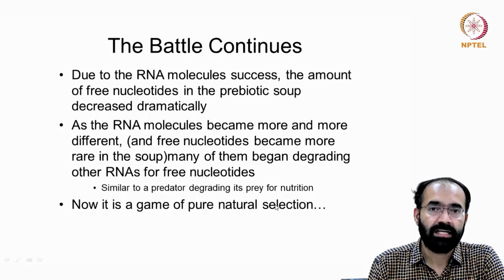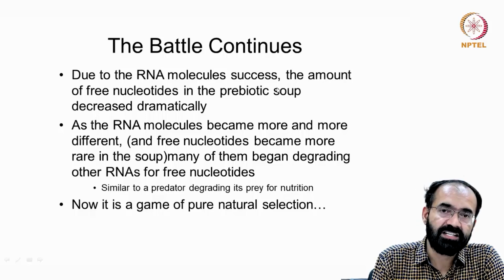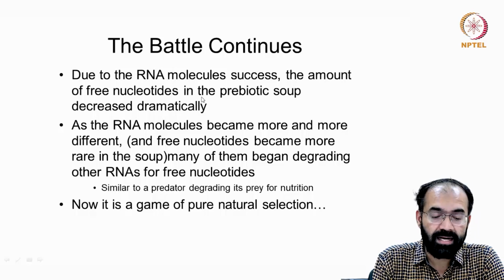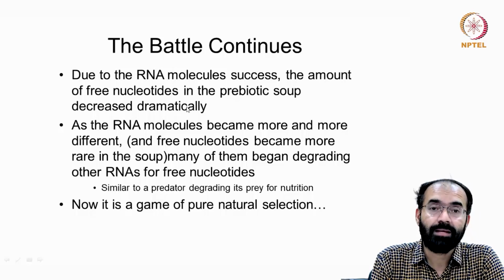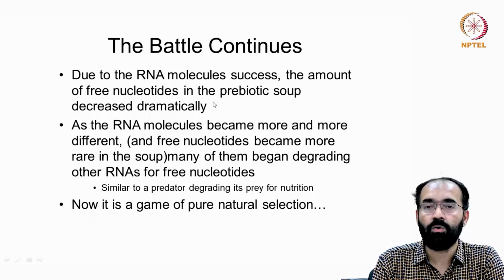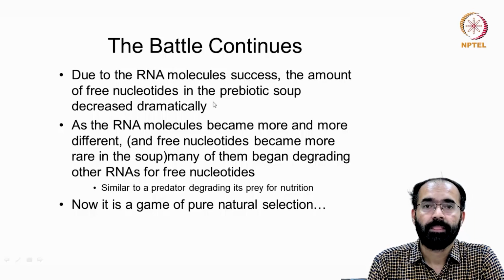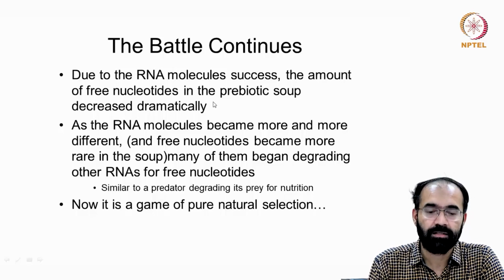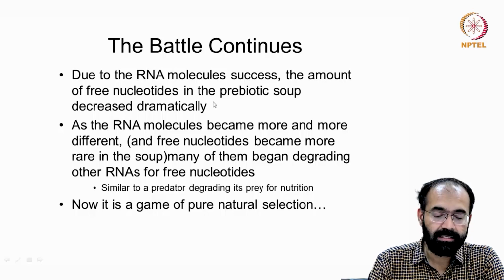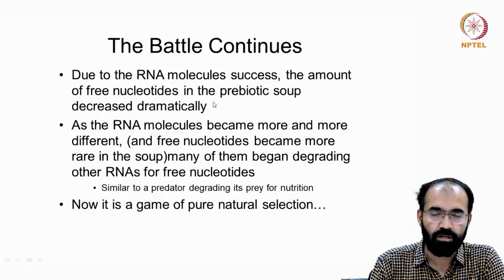So this battle continues for longer and longer. Due to the RNA molecule's success, the amount of free nucleotides in the prebiotic soup became less and less, because there is always a demand. Like you can think about the old planet Earth, where there was a lot of gold and people kept on mining and mining, and all the gold is now either in pure gold blocks or in the form of ornaments. Now the density of gold has decreased and decreased, but of course it is still there, and people keep on mining. The same logic applies.